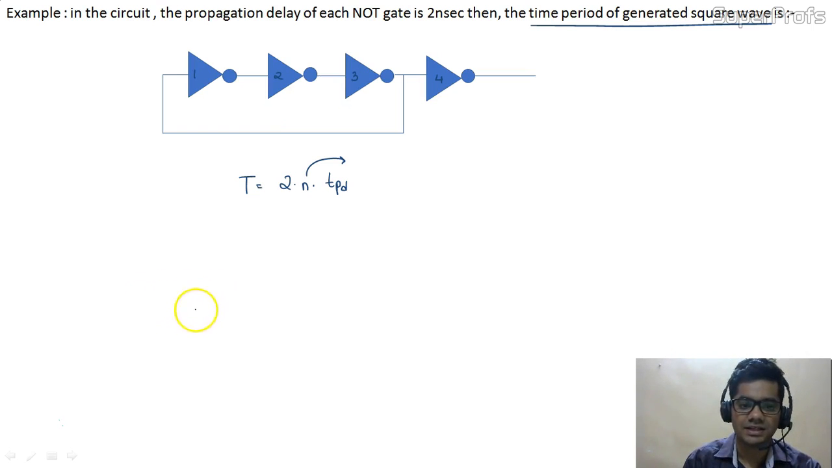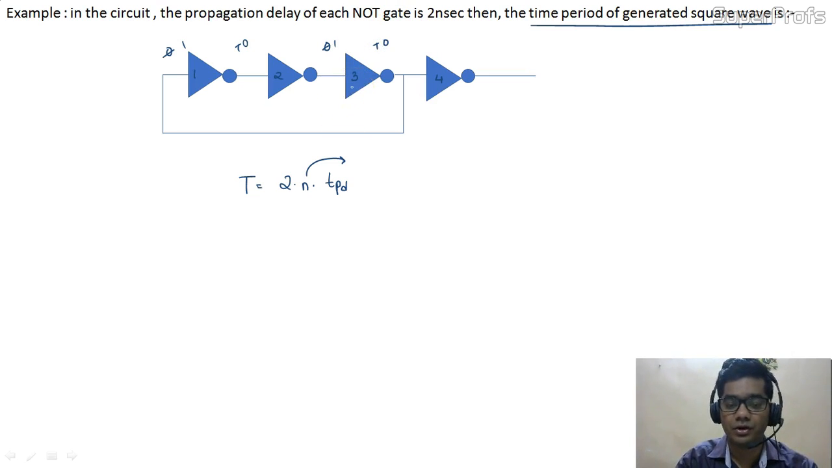So students, let's try it. We can see that after the 3 NOT gates we are able to give the feedback. So if we are giving here 0, this is 1, this is 0, this is 1, and from this we are getting the feedback. This is 1, this is 0, this is 1, this is 0. So students, the number of NOT gates required to generate a clock pulse is 3. So we can write N is equal to 3.